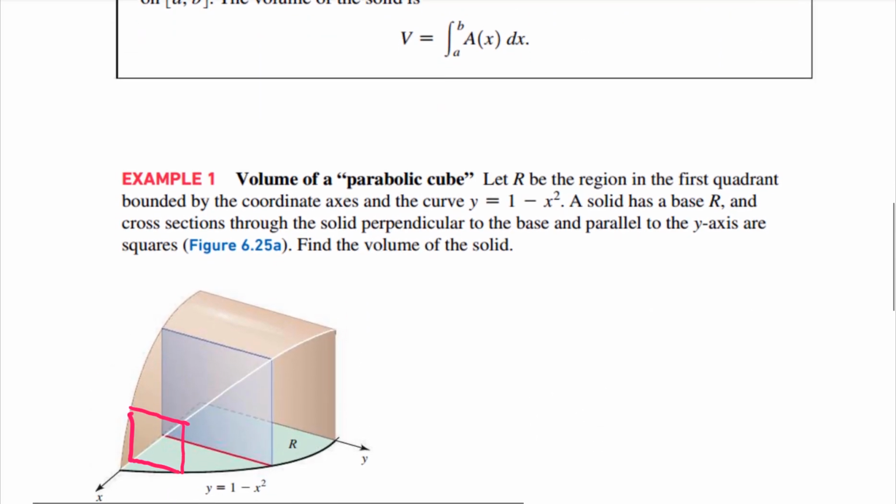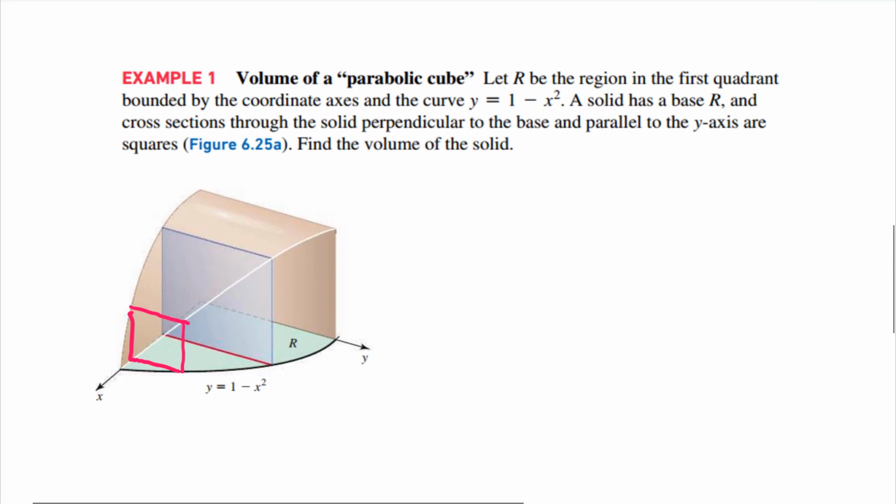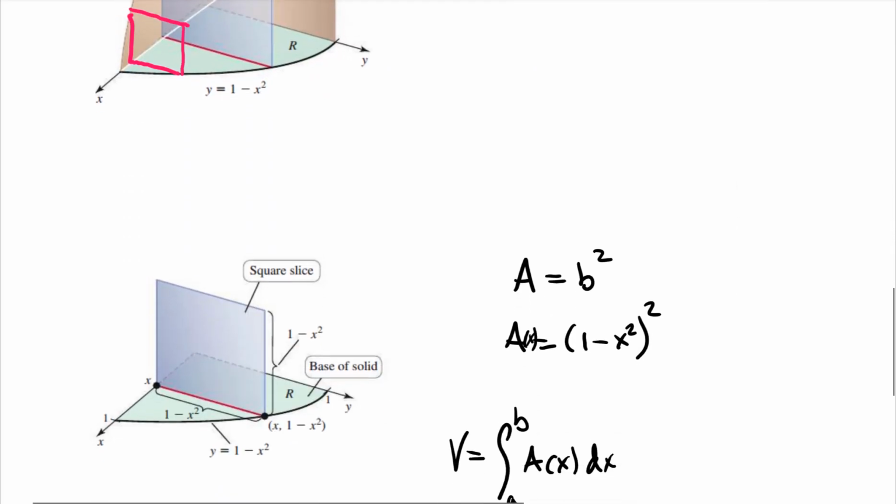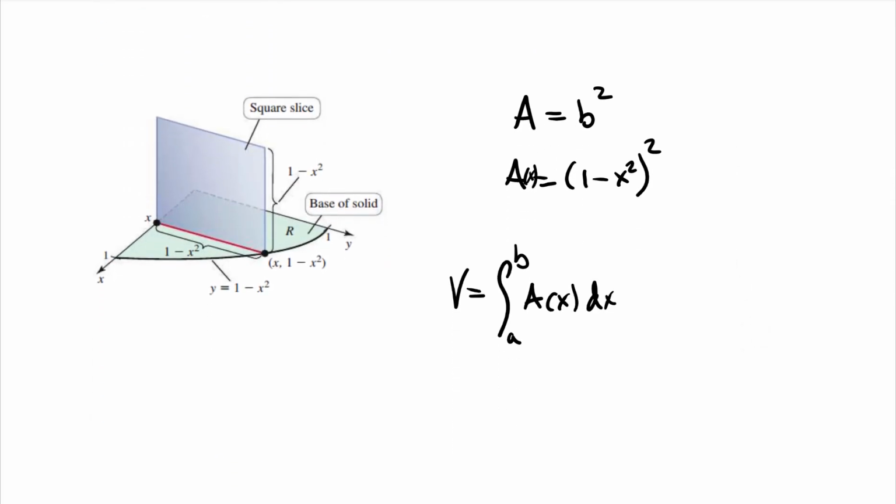Well, the problem says let R be a region in the first quadrant, bounded by the coordinate axes and the curve y equals 1 minus x squared. A solid has base R, that's the bottom part of it, and cross-sections through the solid perpendicular to the base and parallel to the y-axis are squares. It's telling you they're squares. Find the volume of the solid. We already have our area function, 1 minus x squared, squared. Now we need our a to b, the values of x we go through. Clearly it starts at x equals 0 and goes up to x equals 1. So a is 0 and b is 1.